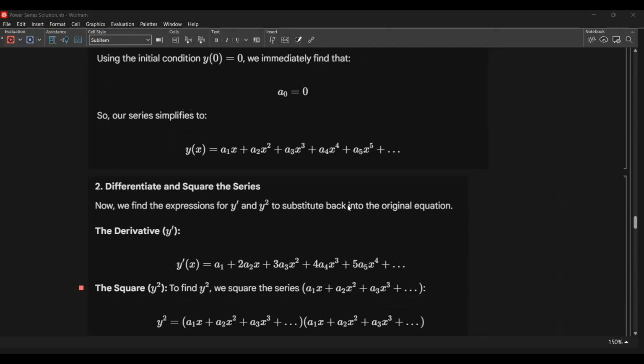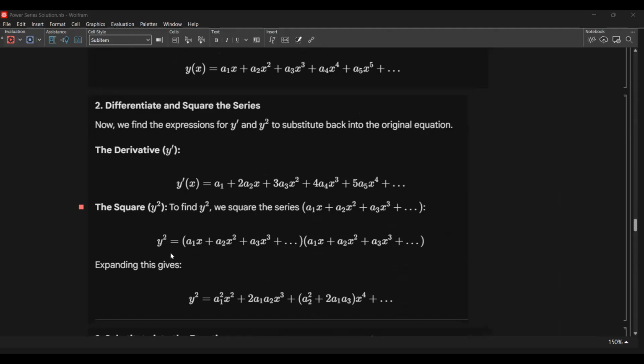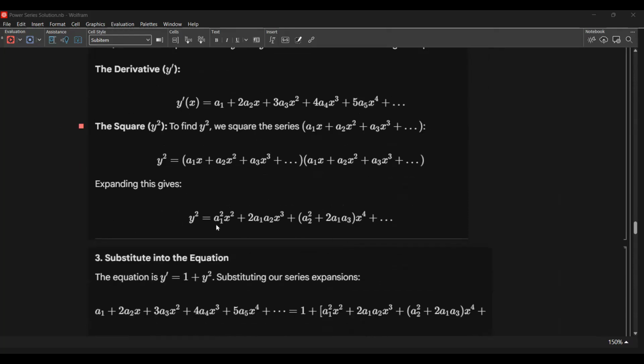So we differentiate and square the series. We have the first derivative here, the derivative of y of x. And we have the given y equal to a sub 1 x plus a sub 2 x squared plus a sub 3 x cubed, multiplied by itself. Expanding this, we group by the same power of x. For example, a sub 1 times a sub 1 gives x squared, and 2 a sub 1 times a sub 2.